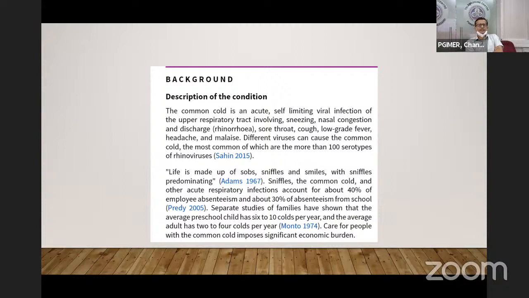So we have to give the reference at the end of the statement you are giving. Then the common cold and other acute respiratory infections account for about 40% of employee absenteeism and about 30% of absenteeism from school. So you are giving some percentages of how it is affecting the population. Separate studies of families have shown that the average preschool child has 6 to 10 colds per year. That is the incidence, and the average adult has 2 to 4 colds per year. So this you have to give with the reference. And then the care for people with the common cold imposes a significant economic burden. So that is the impact. This all comes in your description of the condition.